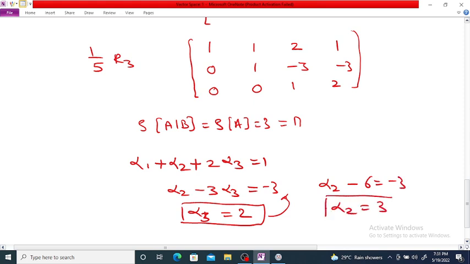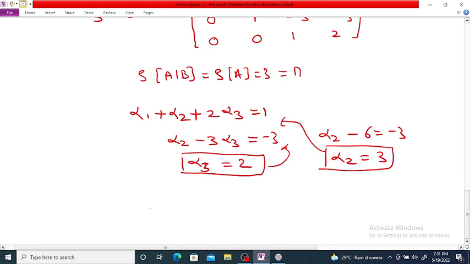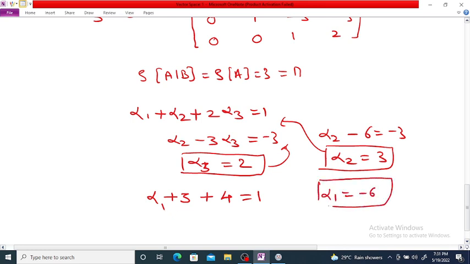And finally, if we substitute these two values in the first equation, we get alpha 1 plus alpha 2, which is 3, plus 2 alpha 3, which is 4, is equal to 1. So 3 plus 4 is 7, 1 minus 7 is equal to minus 6. So alpha 1 is equal to minus 6.